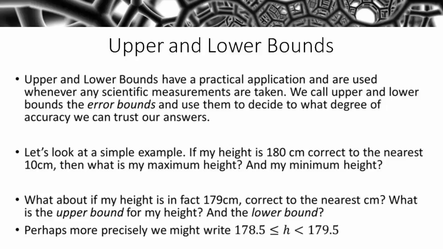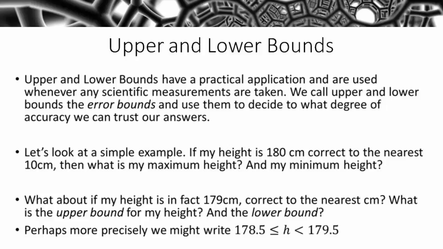Well, if you think about it, my minimum height would be 175 centimeters, and my maximum 185 centimeters, because I said I was rounding to the nearest 10. If I'm rounding to the nearest 10 and my answer is 180, the lowest it could have been is 175 and the highest is 185. Anything within those bounds would have rounded to 180 centimeters. Now, if we change it and say my height is in fact 179 centimeters, correct this time to the nearest centimeter, then what is my upper bound and lower bound for heights?